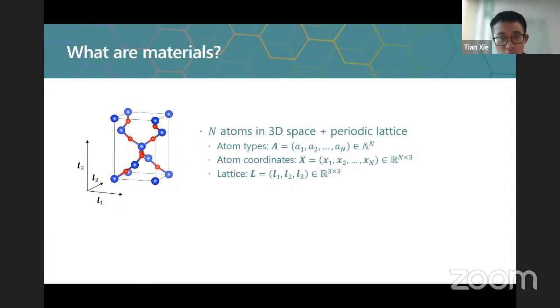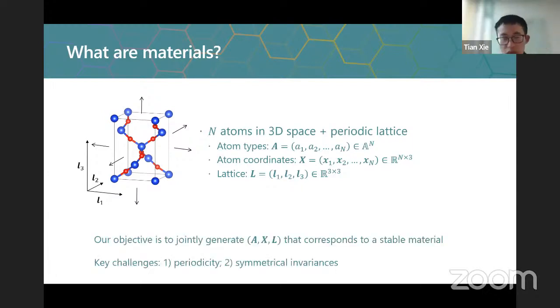And then you need to define periodicity using the so-called lattice vectors. These are three vectors in the 3D space, L1, L2, L3, which define the periodicity of a system along three directions. They don't have to be perpendicular to each other, but they define the periodicity in three directions in three-dimensional space. Once you have L1, L2, L3, you can basically tile the entire 3D space by translating this unit cell, this repeating unit, along all the integer combinations of these three lattice vectors.